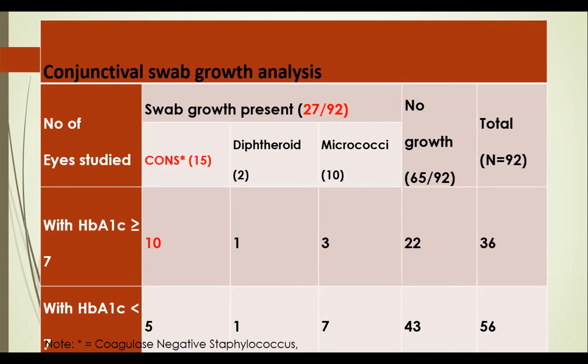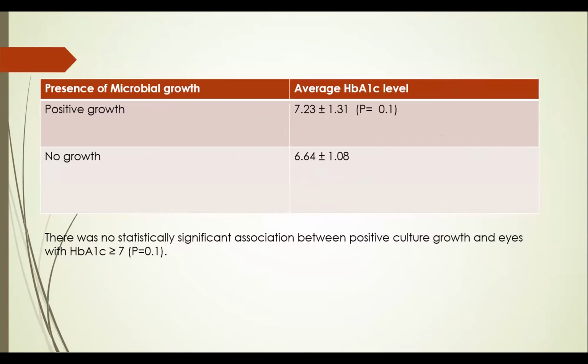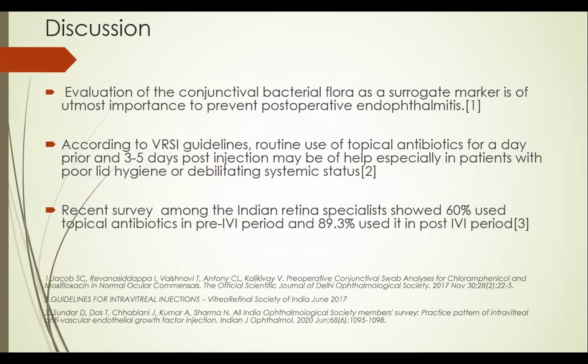More significant is to note that more than 10 eyes of the patients had an HbA1c value of more than 7 in patients who were growing coagulase negative staphylococcus. The other organisms that we found were diphtheroids and micrococci. To correlate between the positive microbial growth and the HbA1c levels, positive growth was noted in about 30% of our study population, and all of them had an average HbA1c of more than 7, which is understood as poor glycemic control, though the statistical association was not very significant for us.